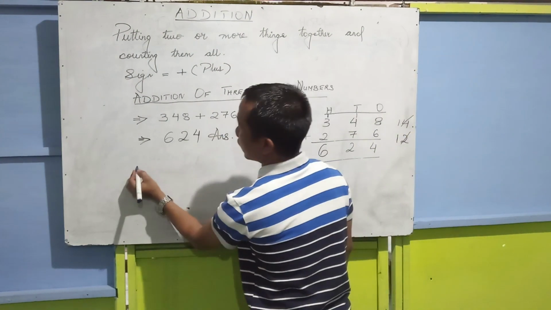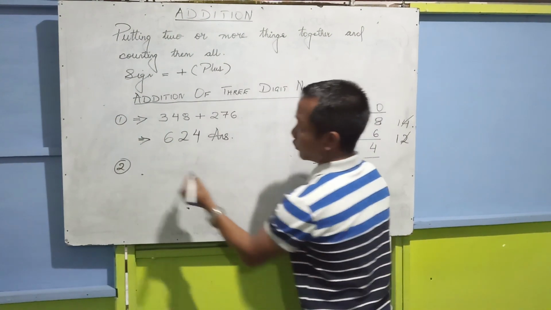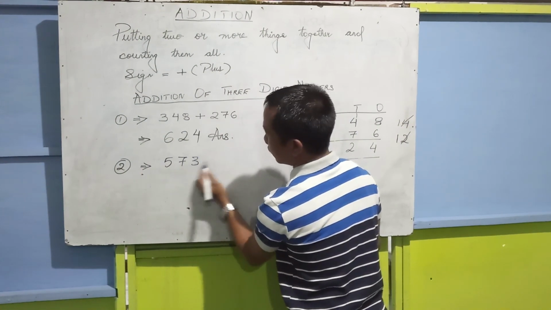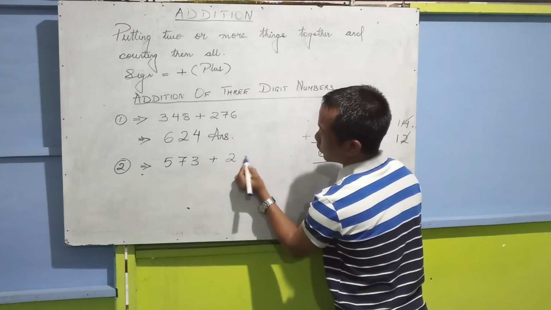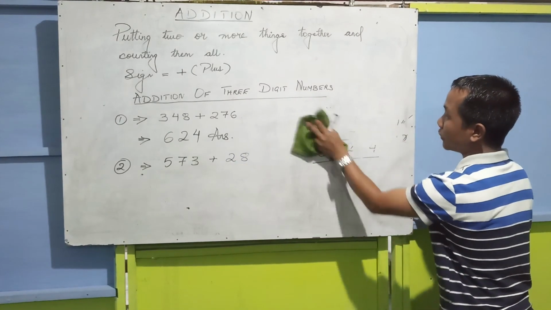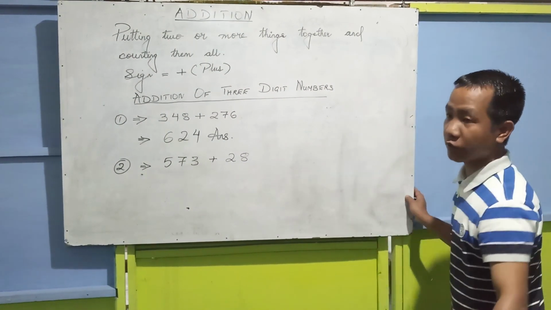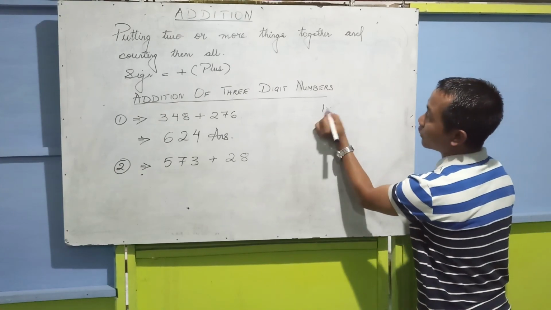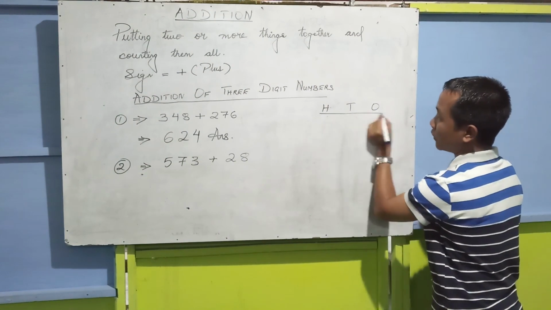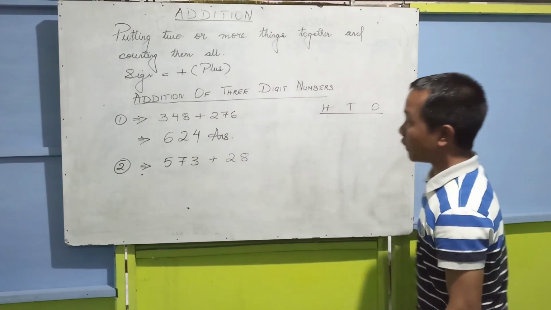Now let's try to do another example. This is example 1. Example 2. 573 plus 28. Again, in this question, first we will regroup the number into 100s, 10s and 1s place. The first number is 573, so let's arrange this first.